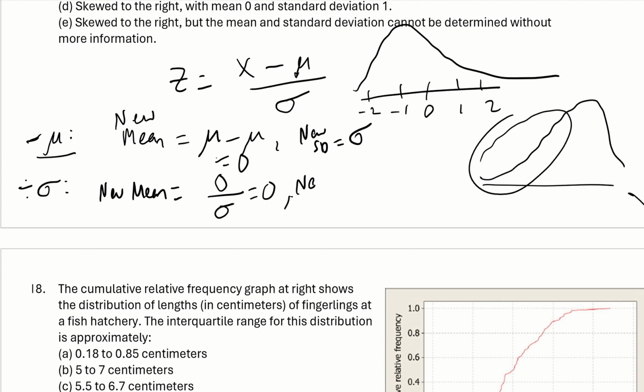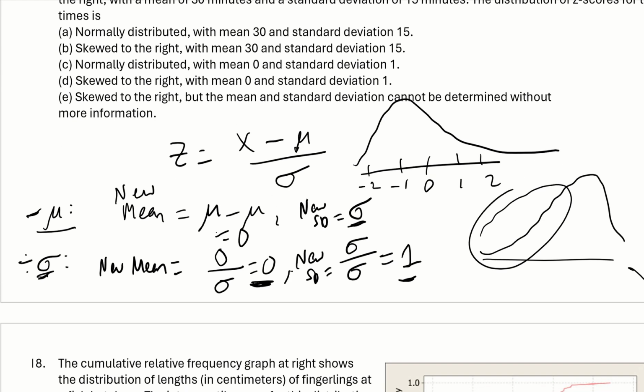Now the new standard deviation is going to be the original standard deviation, which is sigma, divided by the standard deviation here. The spread changes if you divide by a number. So sigma divided by sigma is 1. This is how we get that the values are going to be 0 and 1. So again, the mean is going to be 0 and the standard deviation is going to be 1 because of these transformations.